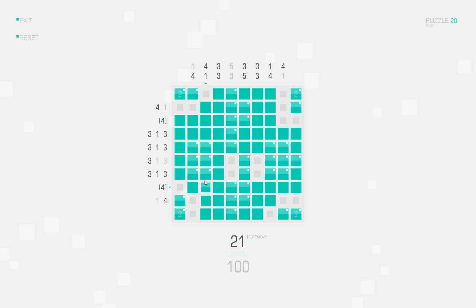Here we need 4 and then 1. The 4 is here somewhere. It could go there or there. It could go there, but it cannot go there or there. It could go there or there, and then a 1.